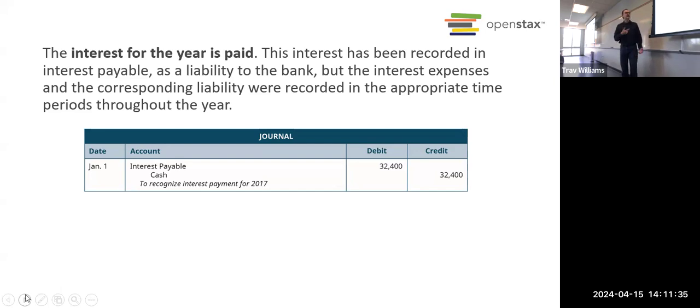So in this case, it's pretty simple. Just take the principal times the annual interest rate, and that's exactly how much the company has to pay. And when they pay it, then that interest payable goes away, and of course they pay out cash.